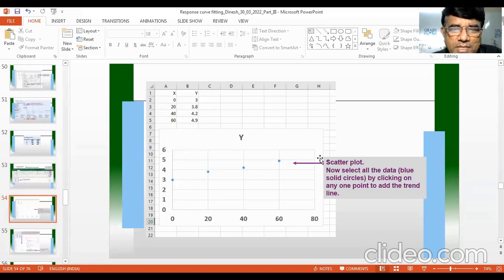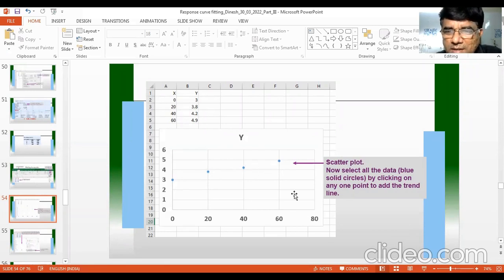This is your scatter plot, and these are different points: 3, 3.8, 4.2, 4.9. These are the points on this equation. For example, at 0 it is 3. At 20 it is 3.8. So these are the points from Y. And now you need to join these points. You cannot join them manually. You need to have a line, a regression line.